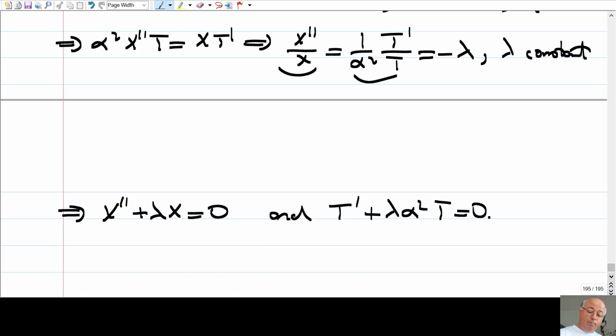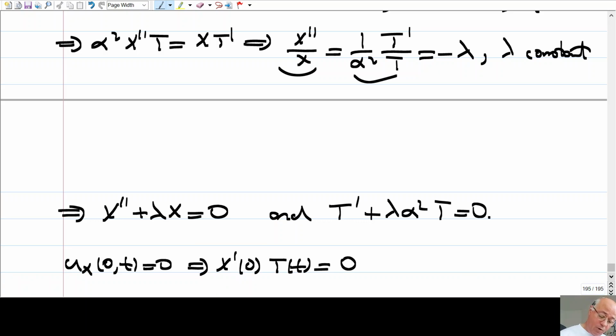What about the boundary conditions? I have this boundary condition: u sub x (0,t) equals 0. This gives us what? X prime 0 times T of t is equal to 0.